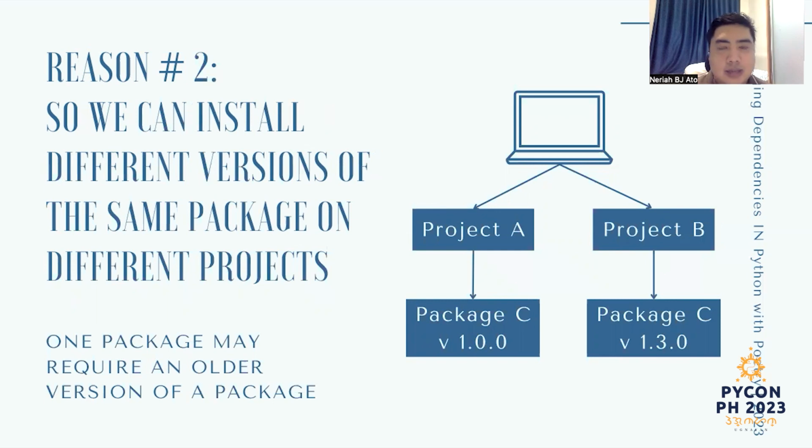And of course, if you straight pip install, let's say in our example here, pip install package C, what it will install is the latest version of package C. And what if you have multiple projects on your system that you're managing, and each project requires a different version of that package? That's going to be an issue, and that has to be resolved as part of managing dependencies.